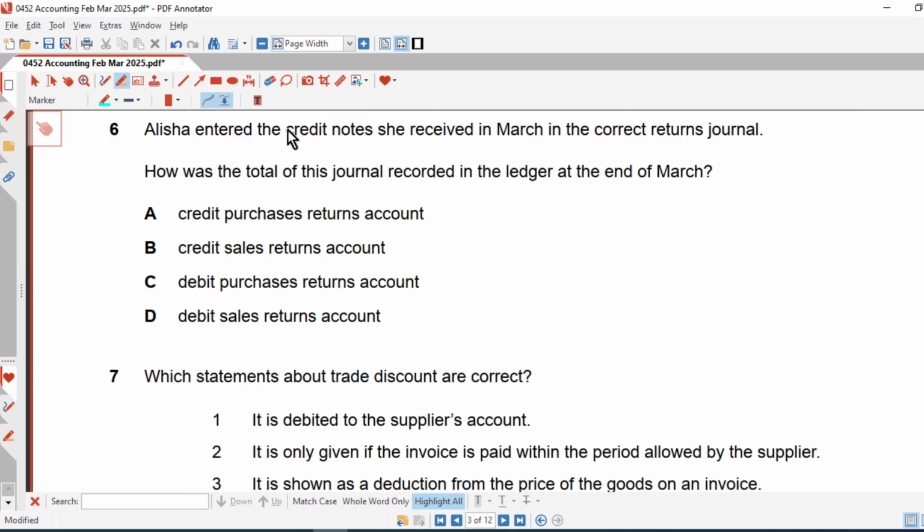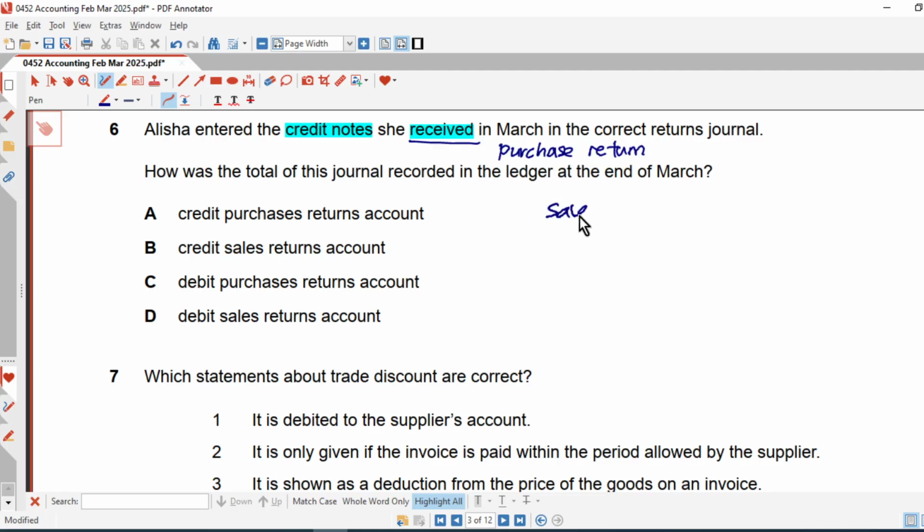Alicia entered the credit notes she received in March in the correct returns journal. How was the total of this journal recorded in the ledger at the end of March? Now, some of you might get yourself confused when you're recording credit notes. Now, the important thing here is not the document itself, but the point of view of the document. So right now, this Alicia, she's receiving the credit notes. So I'm receiving a confirmation for my return, which signifies that this is actually a purchase return.